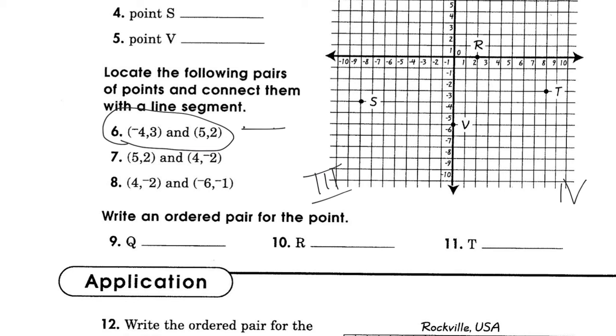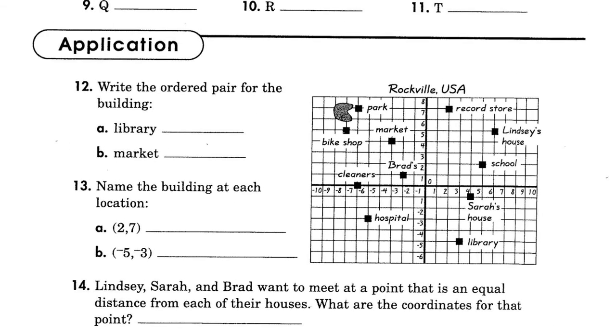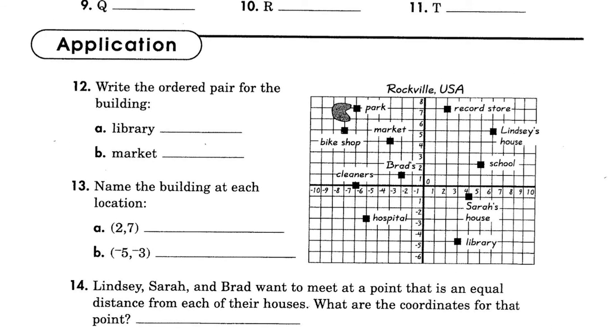Remember, x-axis comes first, y-axis comes second, and whether it's right or left, up or down, depends on if it's positive or negative. When you come down to the application, you are going to do pretty much the same things you were doing up above, but it gives you some specific information. So you're going to finish problems 12, 13, and 14 on your own.